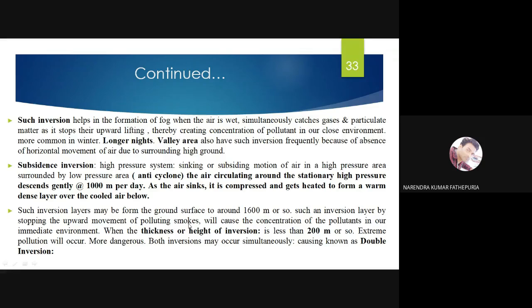Such inversions will cause the concentration of pollutants to increase. If the height of the inversion is less than 200 meters or so, extreme pollution will occur, which is more dangerous. Both inversions may also occur simultaneously sometimes, known as double inversion. When the first and second inversion take place together simultaneously, this condition is called double inversion. All conditions are adverse for the environment. It is not good for pollution.